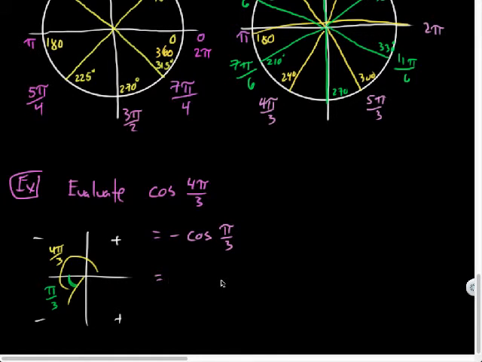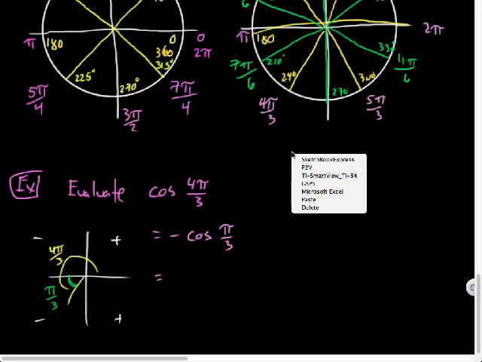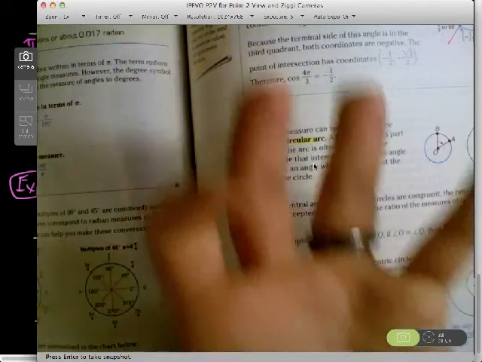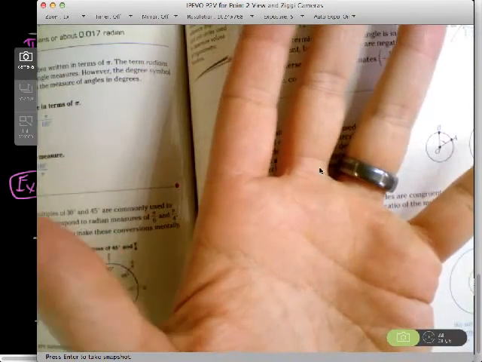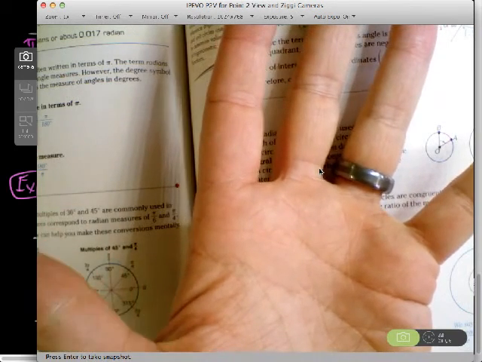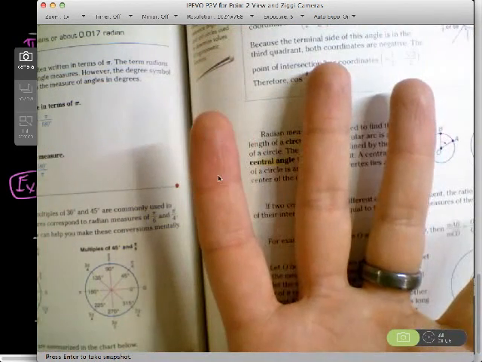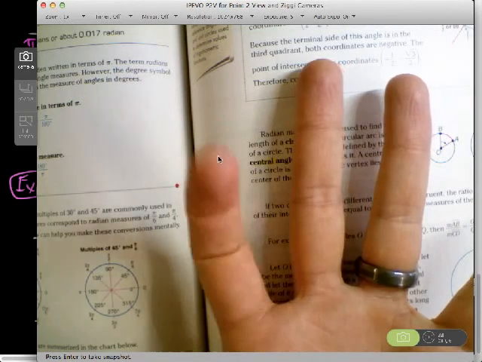And let's see if I can figure out my pi over 3's here. It turns out the hand trick still works, but I might have to figure it out here. Let's see. Here's my hand. All right. So here's 0 pi. This finger, my 30-degree finger, is the same as pi over 6.